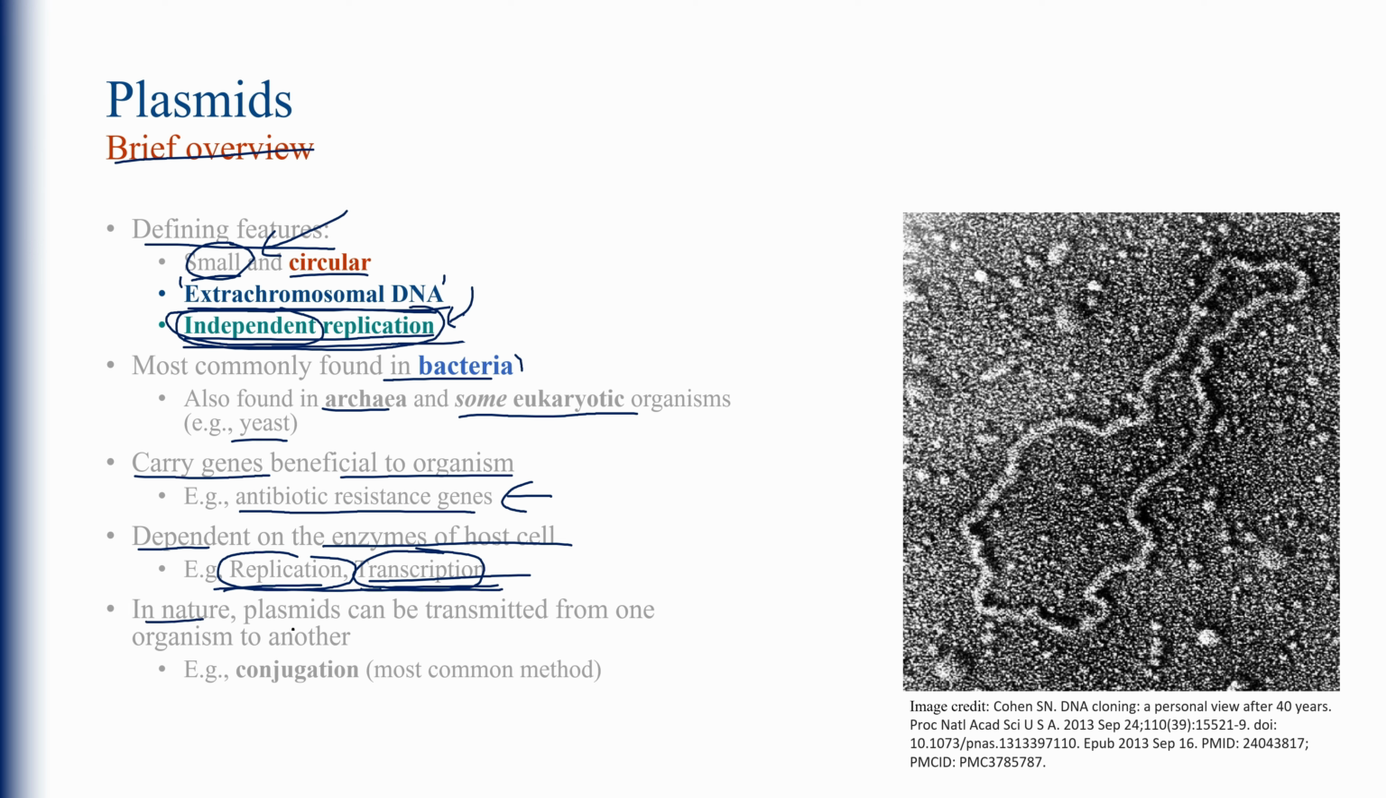Now, in nature, lastly, plasmids can be transmitted from one organism to another. We see this through the process of conjugation, for example. This is the most common method by which a plasmid can be transferred onto another organism.